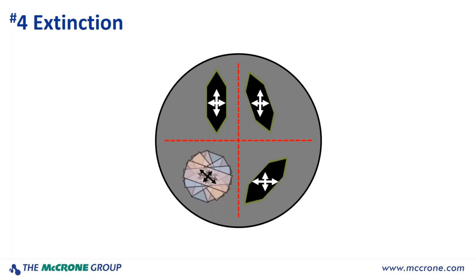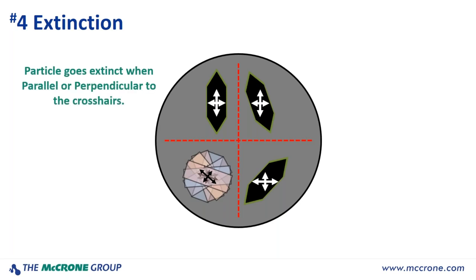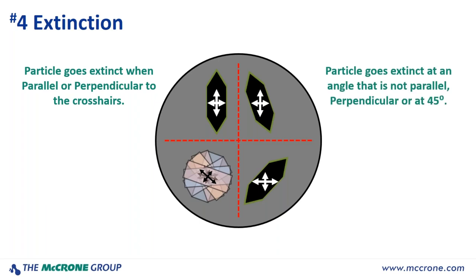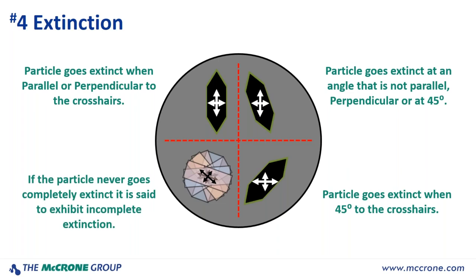Extinction characteristics are based on the angle and the degree to which the particle goes extinct. If it goes extinct when it is parallel or perpendicular to the crosshairs, it's called parallel extinction. It can go extinct when it's inclined. That would be called inclined extinction. Symmetrical extinction is inclined extinction that happens to be exactly at 45 degrees relative to the crosshairs. And finally, you might get incomplete extinction, where, based upon the chemical structure or the physical structure of the substance you're looking at, you never truly get extinction.